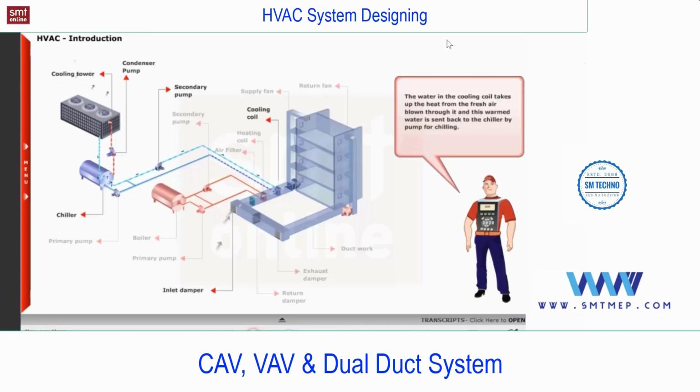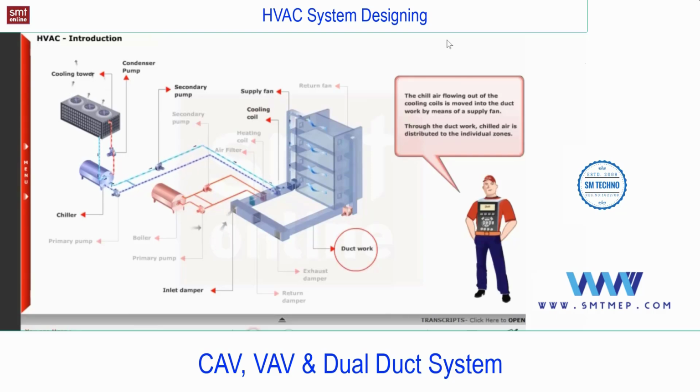The water in the cooling coil takes up the heat from the fresh air blown through it, and this warmed water is sent back to the chiller by pump for chilling. The chilled air flowing out of the cooling coils is moved into the ductwork by means of a supply fan. Through the ductwork, chilled air is distributed to the individual zones.